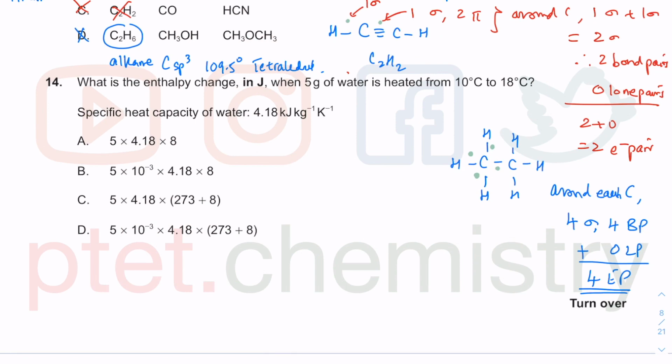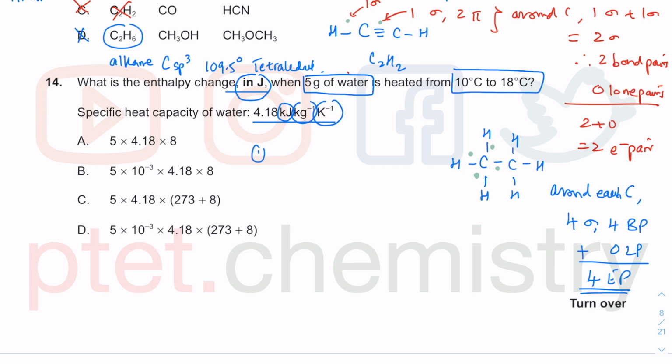So question number 14, what is the enthalpy change in joules? So very clearly they have bolded it so that you will be reminded about it. You have 5 grams of water and you are heating it from 10 degrees Celsius to 18 degrees Celsius. So the heat capacity of water is given as 4.18 kilojoules. So keep an eye out for this. And this is per kilogram and this is per Kelvin.